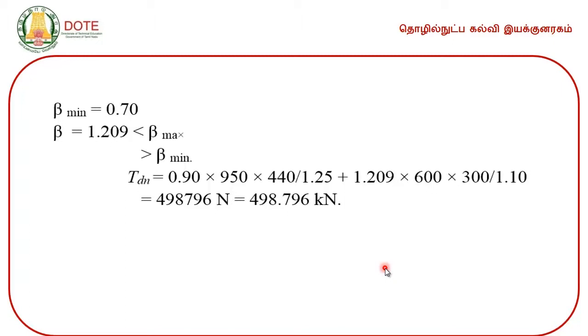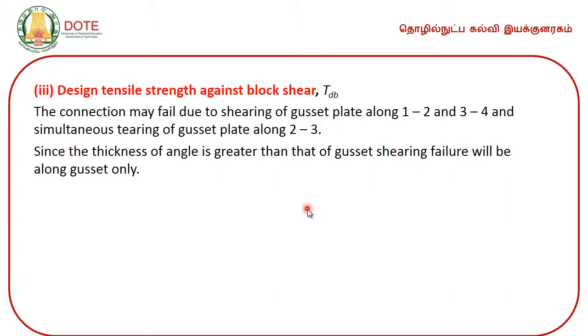So, the beta that we have arrived at is within the limit, which is greater than the minimum and less than the maximum. So, we will use the same value of beta here and calculate the design strength of the member under rupture of a critical section. By substituting the relevant values, it is found to be 498.796 kilonewton. So, this is the strength against rupture.